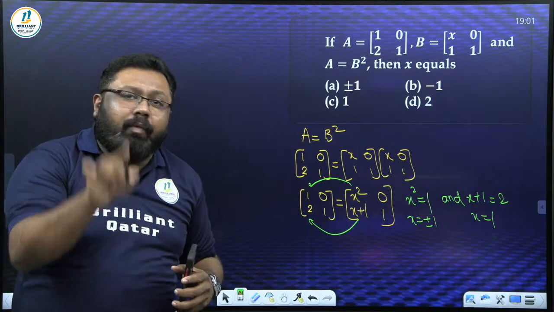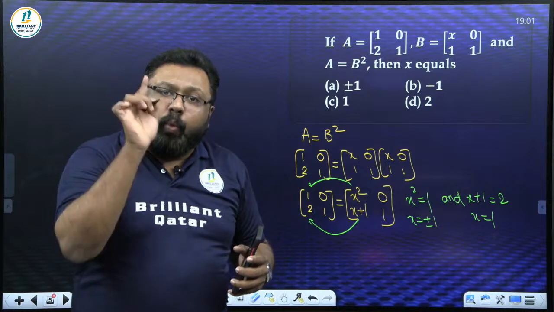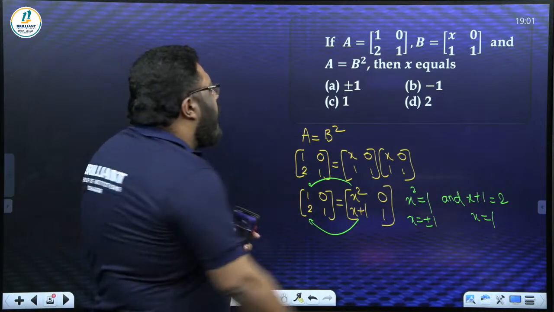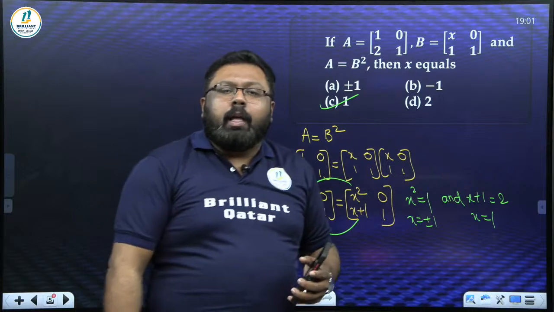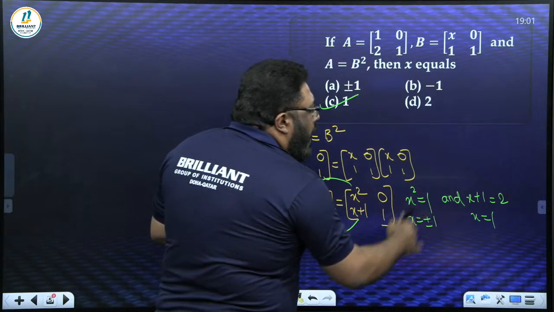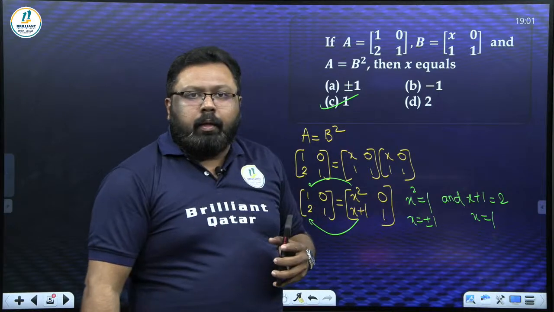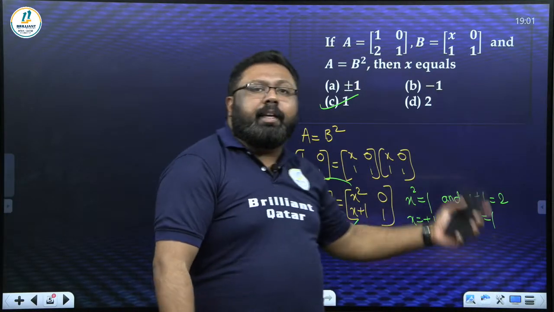Now, do we have a unique value for both these cases? If we have a unique value, then that is the answer. Positive 1 is a unique value in both the cases, okay? Case 1, case 2 has a unique value called 1. But I will reject minus 1 because it doesn't satisfy case 2.